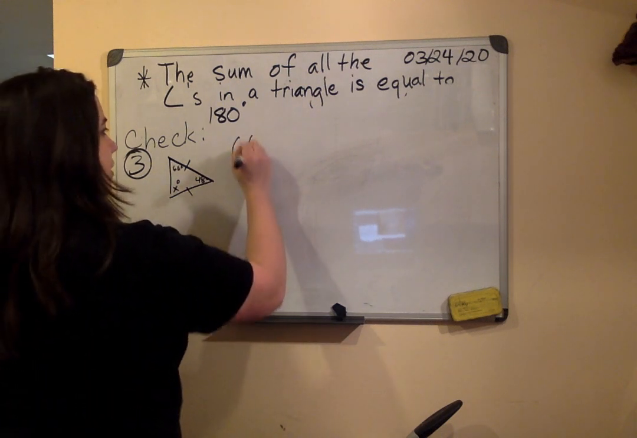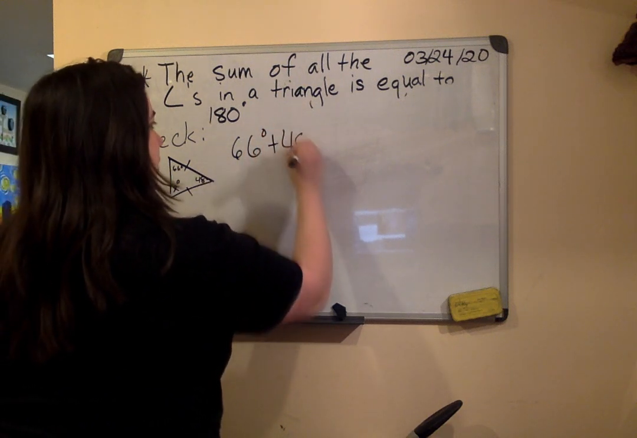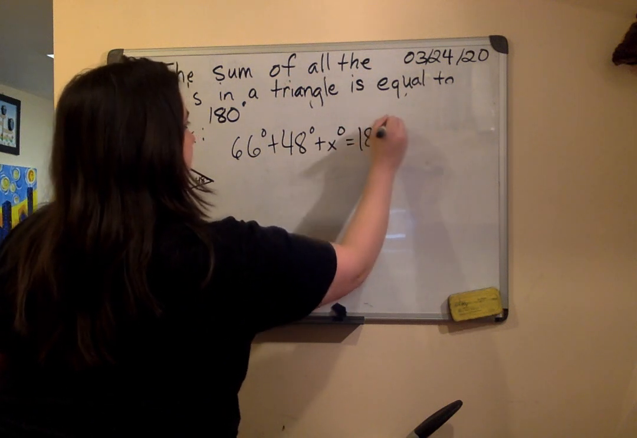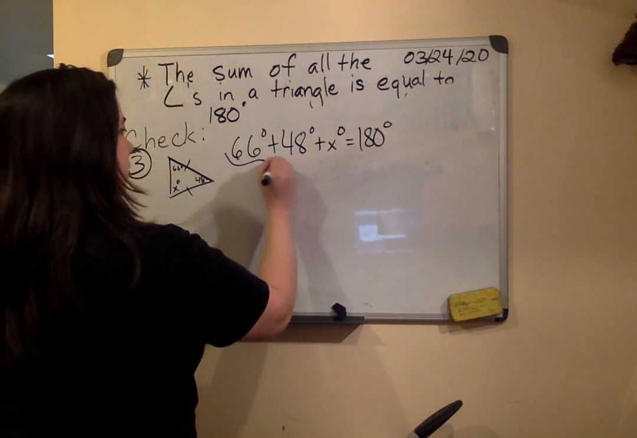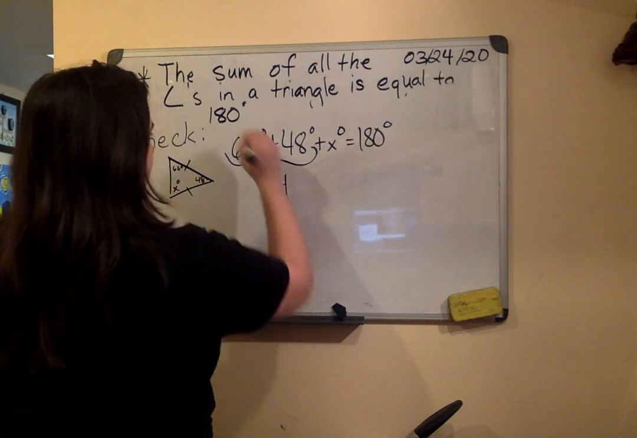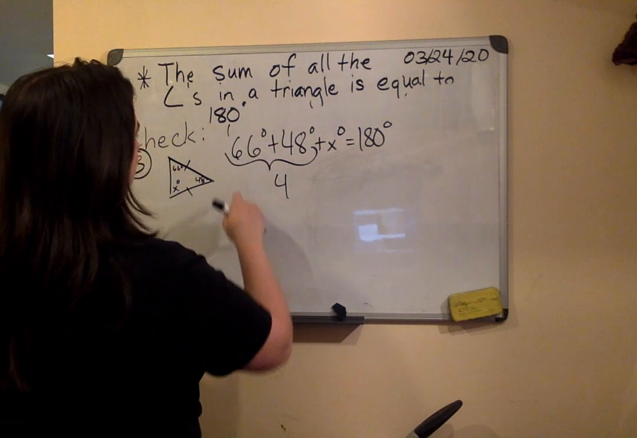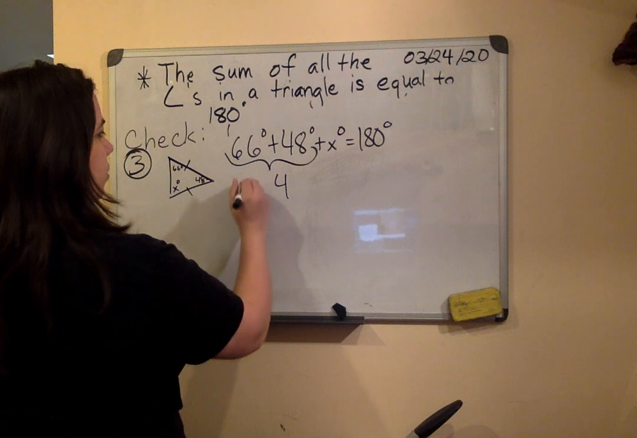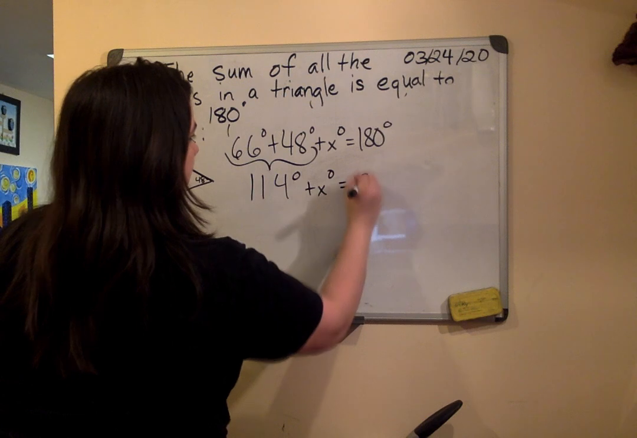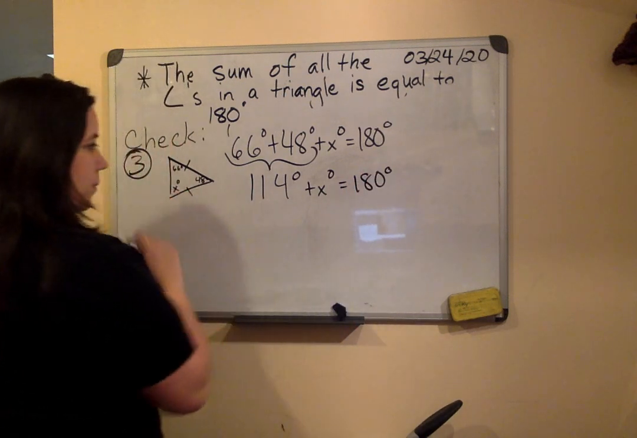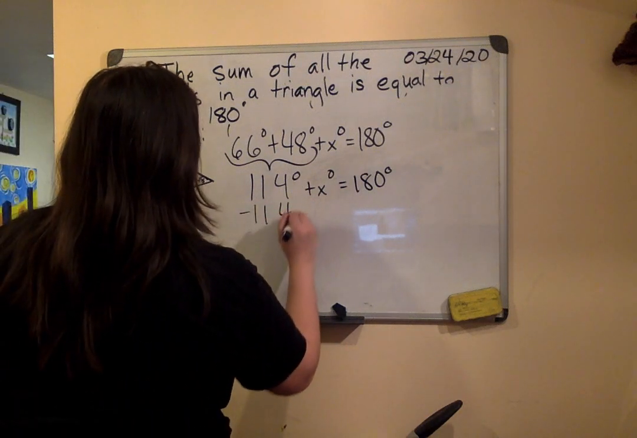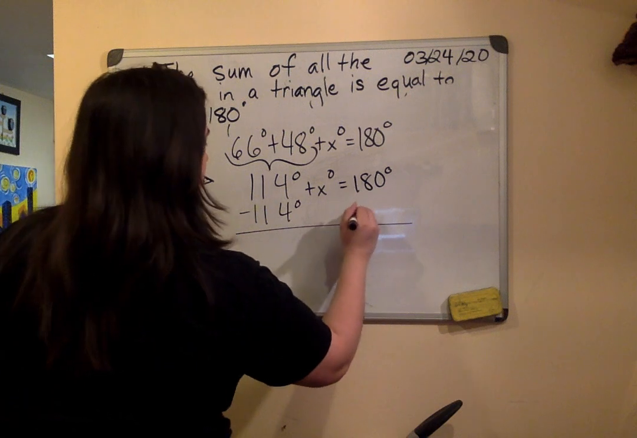So again, 66 degrees plus 48 degrees plus x degrees equals 180 degrees. So we add up the angles we know. 8 plus 6, what does that give us? 14. Carry the 1. Then we have 6 plus 4, which is 10, plus 1 is 11. So we have 114 degrees plus x equals 180 degrees. All right, what's the inverse again? Subtract. So we're going to subtract 114 degrees, and what you do to one side of the equation, you do to the other.